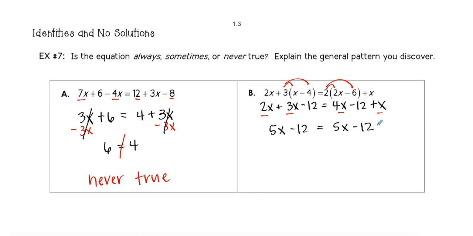Is this true? Is 5x minus 12 equal to 5x minus 12? Well, yeah. Is 5x minus 12 always going to be equal to 5x minus 12? Yes. So this one is always true. And that concludes our 1.3 notes.